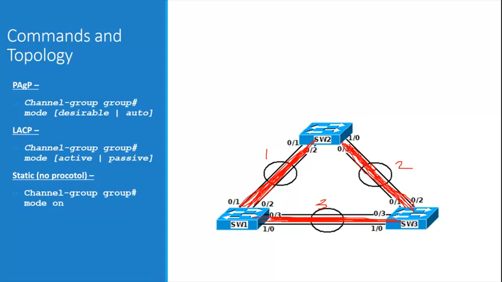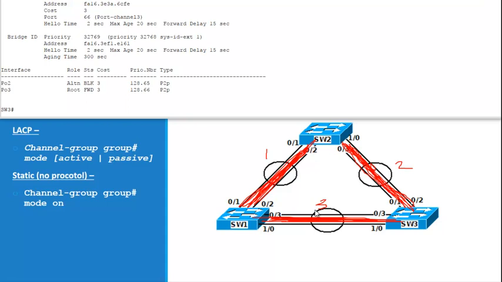So now if we go back and look at our spanning tree, so we bring our terminal back up, now we've got port channel 2 and port channel 3. Now notice exactly what I said was going to happen before did happen. We've got rid of these loops here, but we still have this loop here. And so now we have port channel 2 is blocking, and port channel 3 is forwarding. So 2 is blocking, 3 is forwarding.